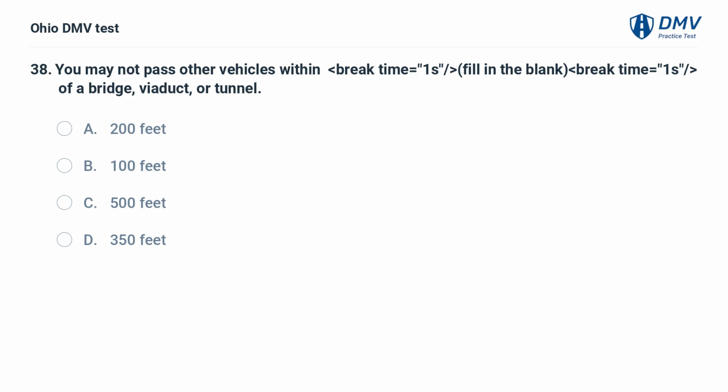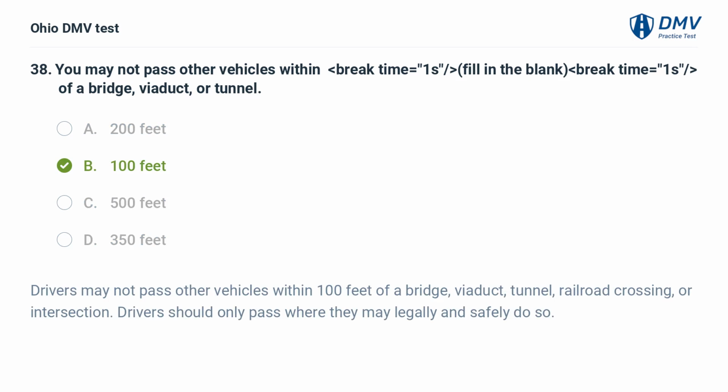You may not pass other vehicles within, fill in the blank, of a bridge, viaduct, or tunnel. A. 200 feet. B. 100 feet. C. 500 feet. D. 350 feet. B. 100 feet. Drivers may not pass other vehicles within 100 feet of a bridge, viaduct, tunnel, railroad crossing, or intersection. Drivers should only pass where they may legally and safely do so.